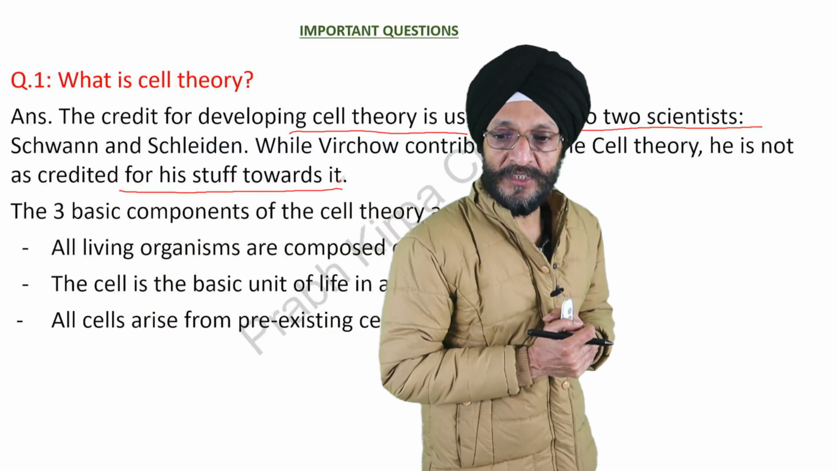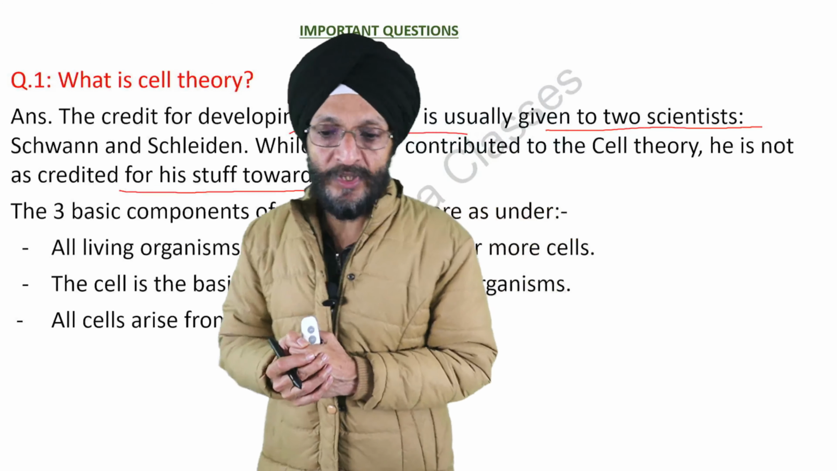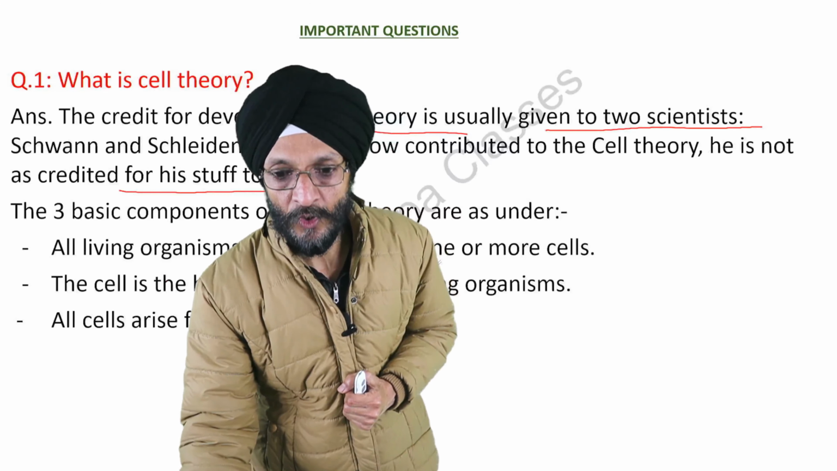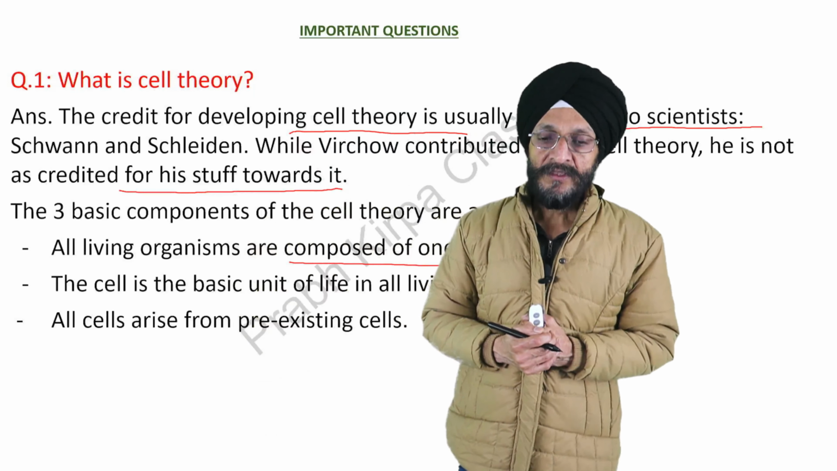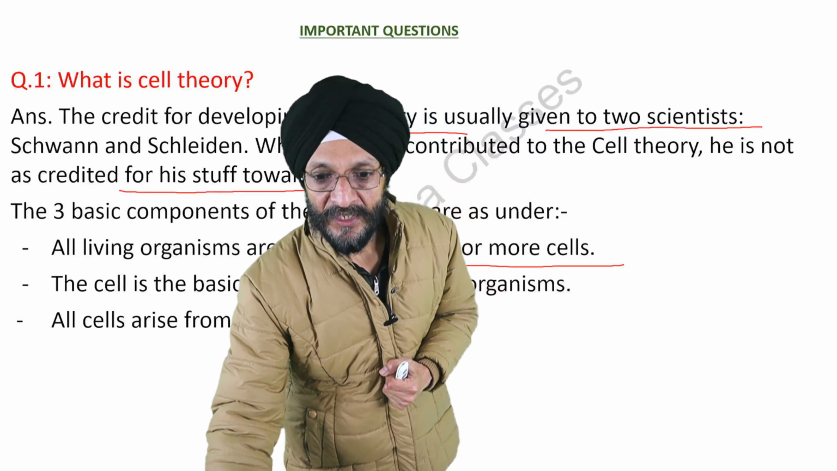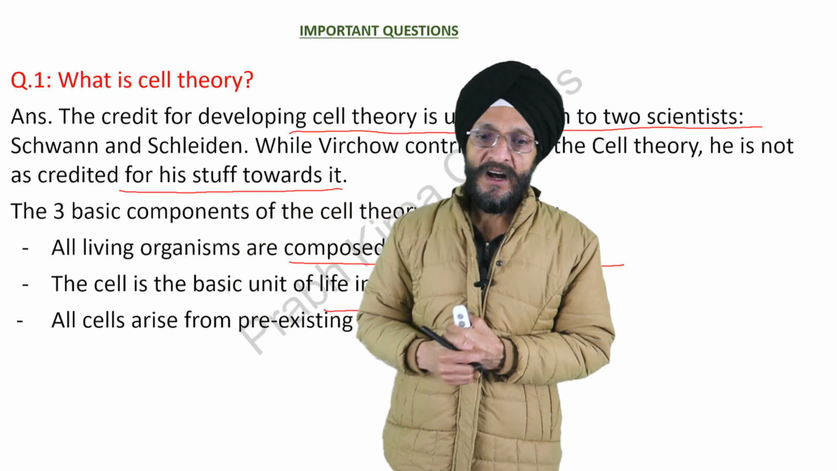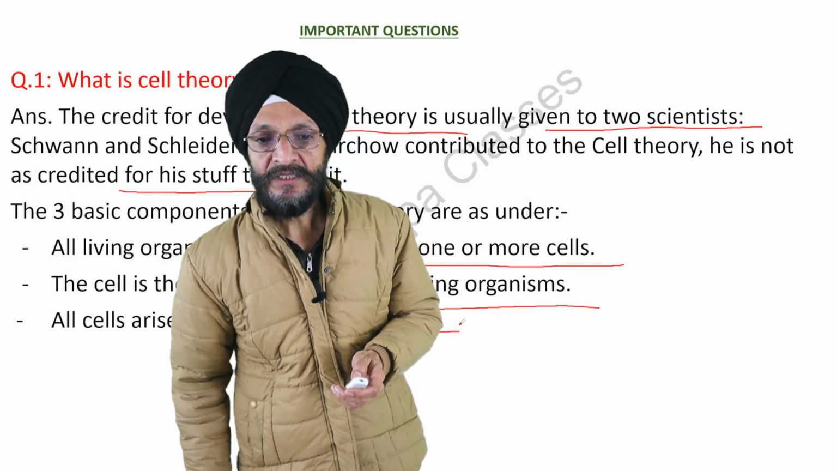What are the main components of the cell theory? The three basic main components of the cell theory are: all living organisms are composed of one or more cells, the cell is the basic unit of life in all living organisms, and all cells arise from pre-existing cells.